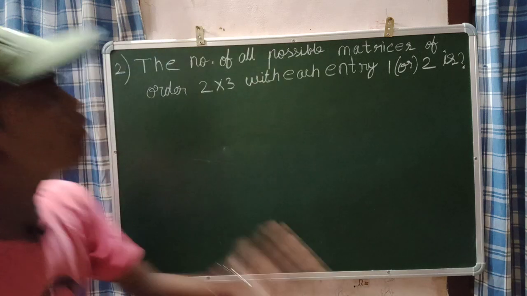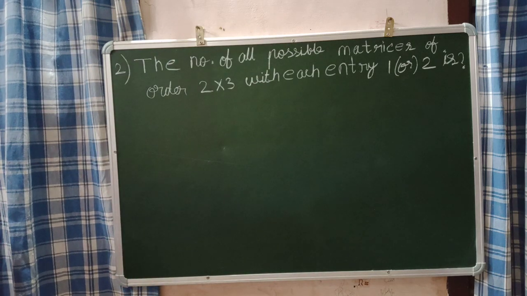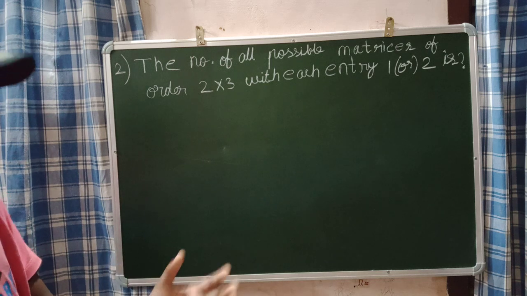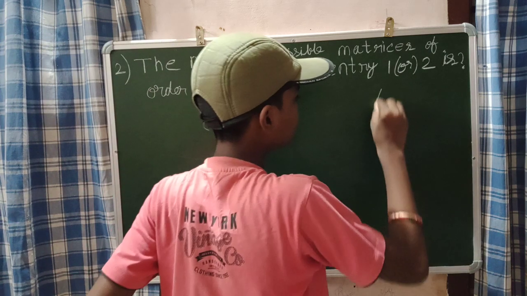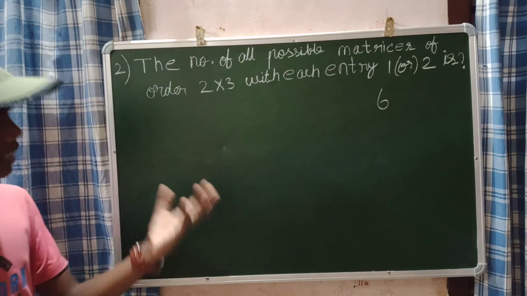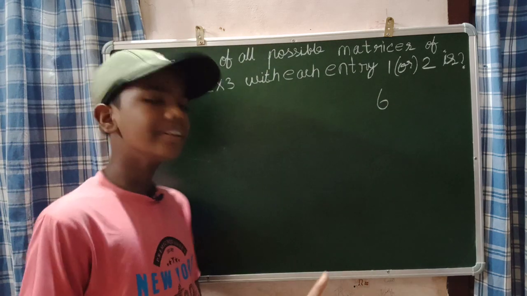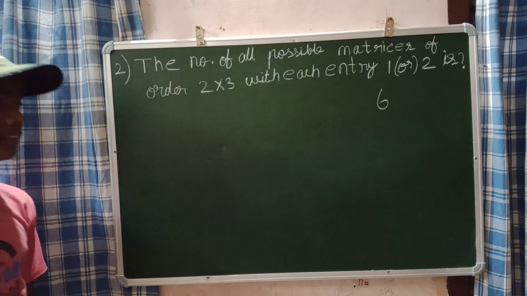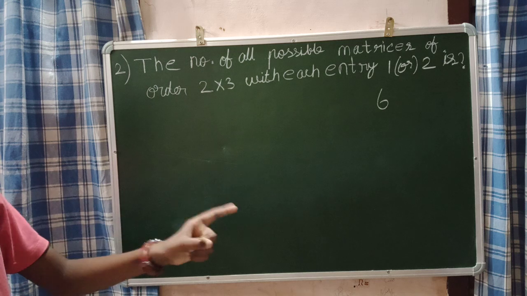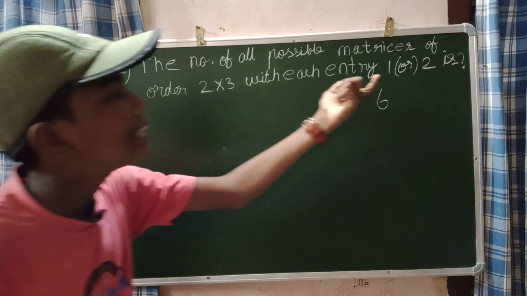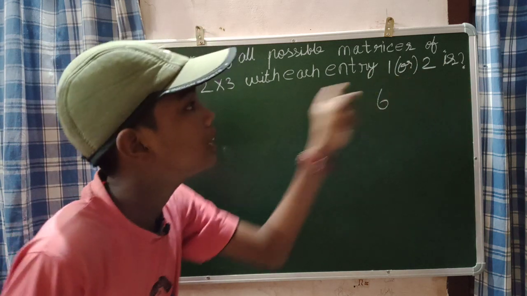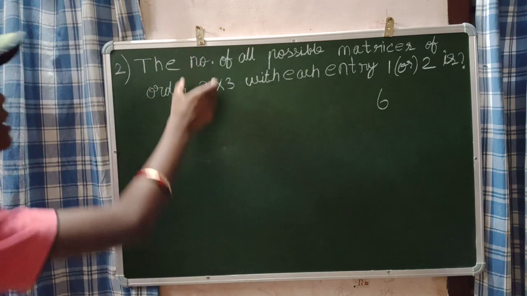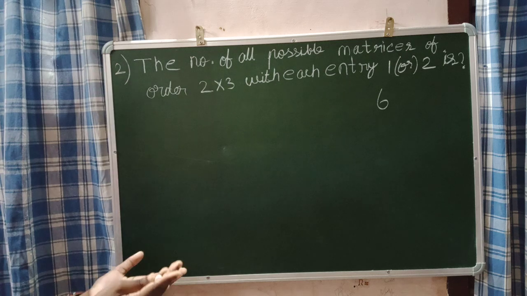So guys, how you are going to solve this question is, the given order is 2 cross 3, right? If the order of the matrix is 2 cross 3, can't I say that your number of elements will be 6? Even a UKG student or LKG student can say this, the number of elements will be 6. If the number of elements is 6 and they are given with each entry 1 or 2, observe this phrase carefully. With each entry 1 or 2, and they are asking the number of all possible matrices.